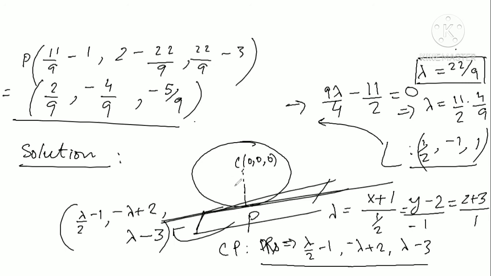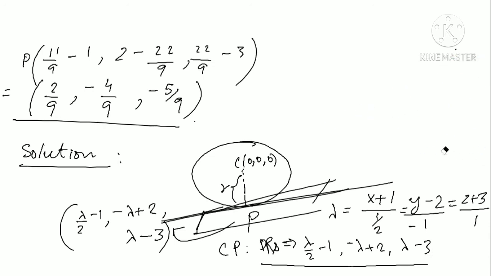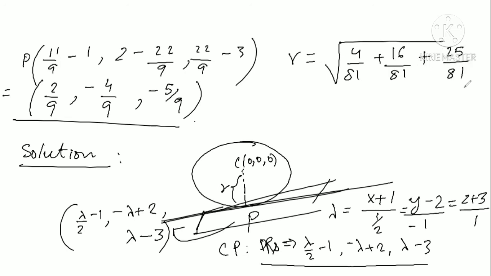Now we know that this length, the distance between C and P, is nothing but the radius of this sphere. Okay. So I will just create some space here by removing this part. I got the coordinates of P, and now I can apply the distance formula to find the radius. So radius is equal to square root of (2 by 9 minus 0) whole square, so 4 by 81. Then (minus 4 by 9 minus 0) whole square, so 16 by 81. And then (minus 5 by 9 minus 0) whole square, so 25 by 81.